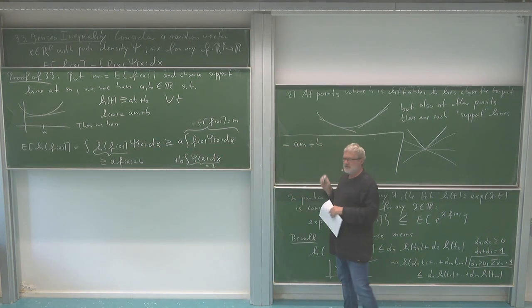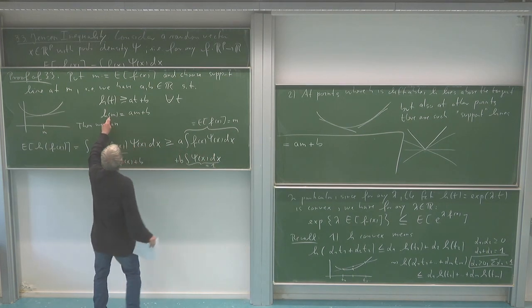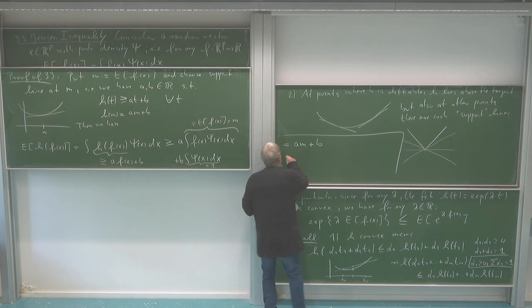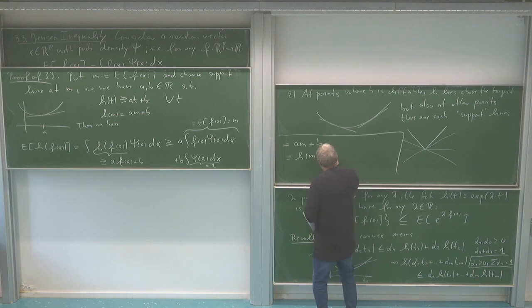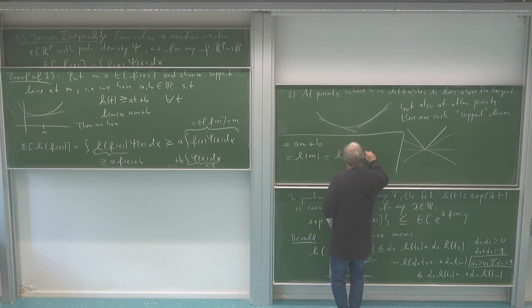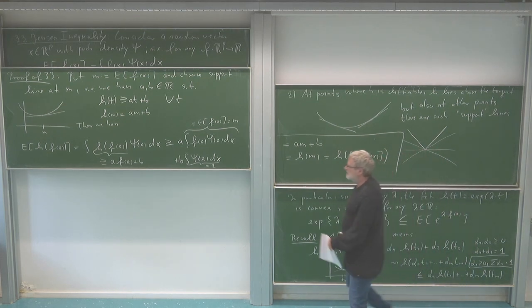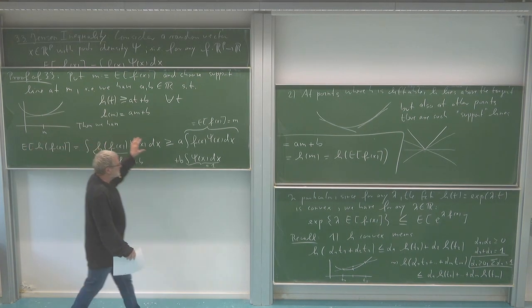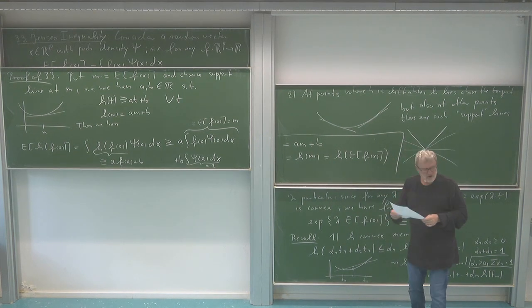But now this is my supporting line at the point m, and at this point it touches the convex curve. So at this m I get exactly h of m. But m was my expected value, so this is just h of the expected value of f of x. As you see, we are done. I have estimated that the expectation of the convex function is bigger than the convex function of the expected value. That's what Jensen is telling me.